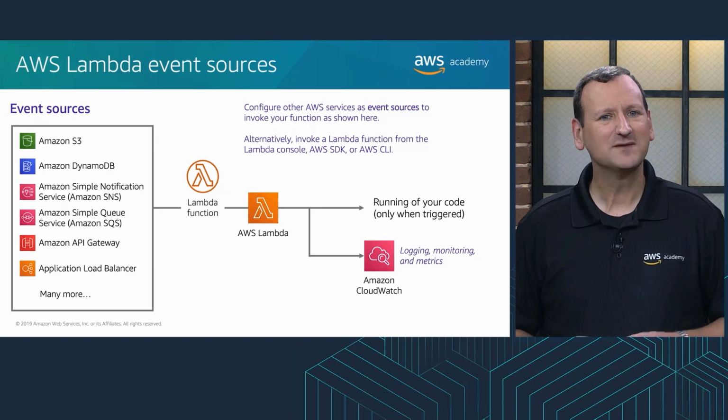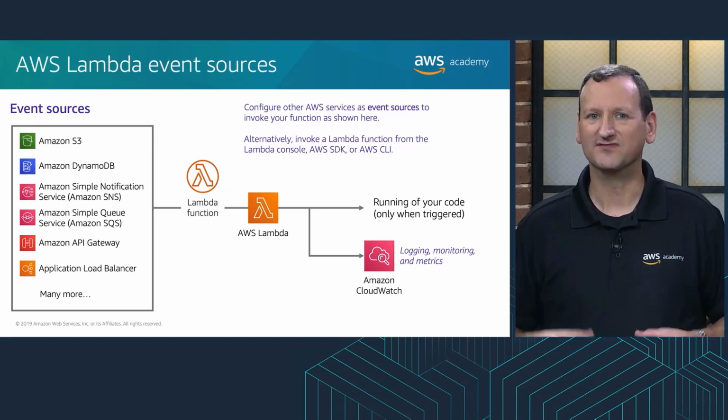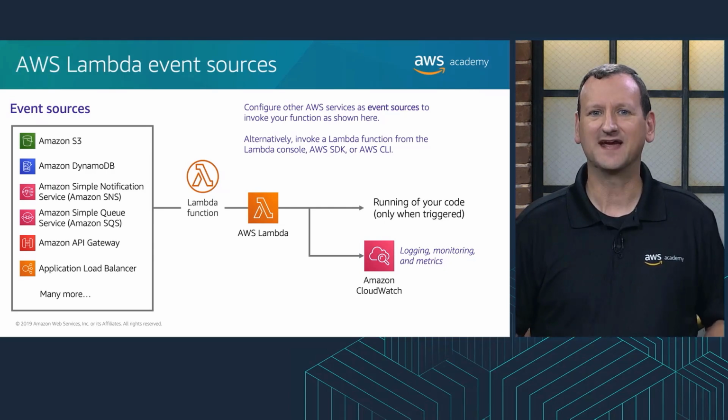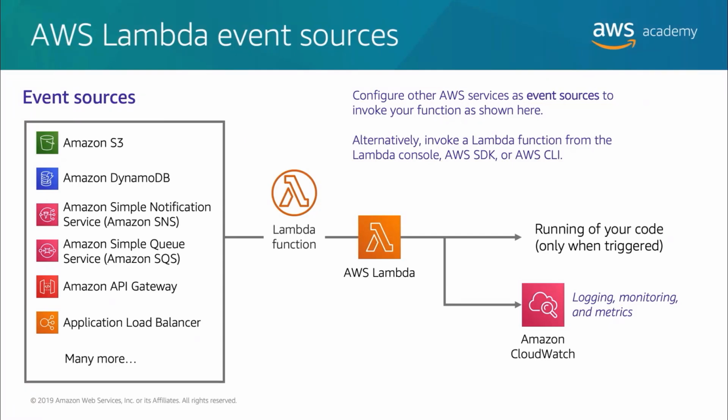An event source can be an AWS service or developer-created application that produces events that trigger the AWS Lambda function to run. Some services, such as Amazon S3 and Amazon CloudWatch Events, publish events to Lambda by invoking the Lambda function directly. Other services are pulled by Lambda.